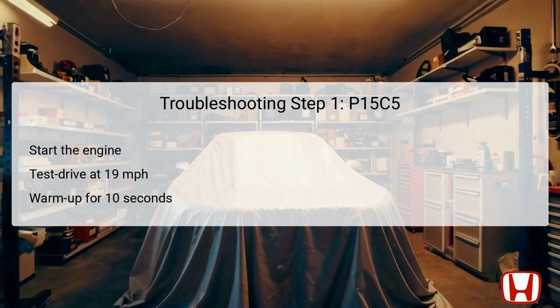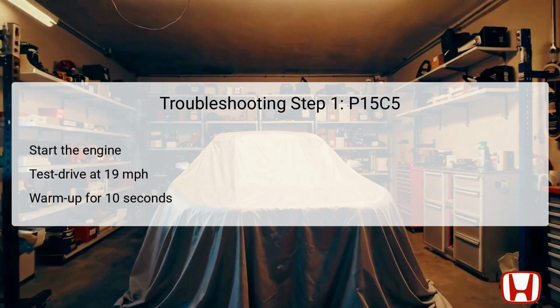The troubleshooting process for DTC P15C5 begins with a simple confirmation procedure. First, the technician should start the engine to ensure the system is operational. Following this, it is imperative to take the vehicle for a test drive, specifically maintaining a speed of 19 miles per hour, 30 kilometers per hour, or greater for a duration of at least 10 seconds.